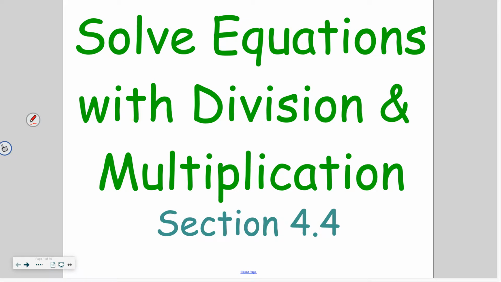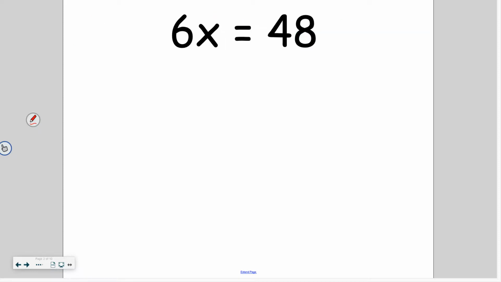Hello class, and welcome to section 4.4, which is about solving equations with division and multiplication. Same rules as yesterday are going to apply. Our number one goal, always when solving equations, is going to be to get the variable by itself. So we need to look and see what is stopping the variable from being by itself. In this case, it's the 6 that's stopping the variable from being by itself.